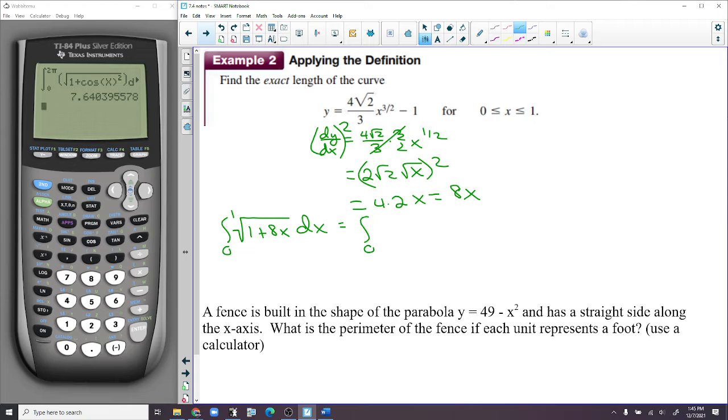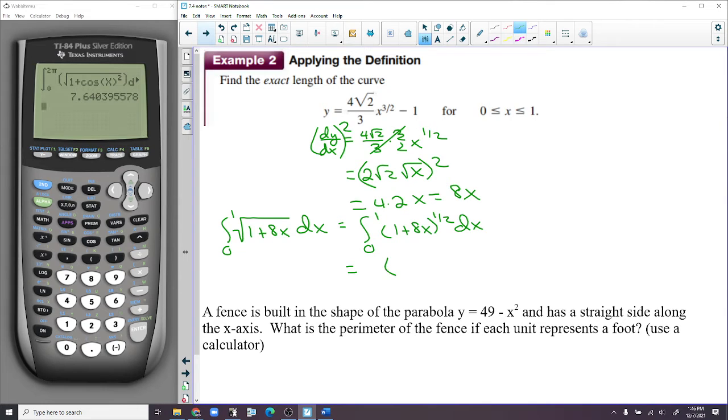Let's write this one as 0 to 1, 1 plus 8x to the 1 half dx. Well, because the inside has a power of 1, if we did the chain rule, we would multiply by 8. So that makes it pretty straightforward. If it's anything other than a power of 1, we're kind of in trouble. We'll have to use substitution or antiderivative by parts. But this one, since the inside's linear, no problem. To do the derivative, like I said, we multiply by 8.